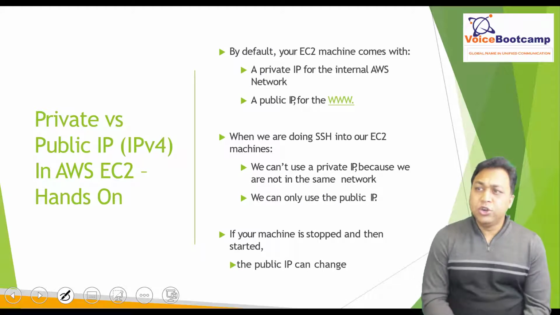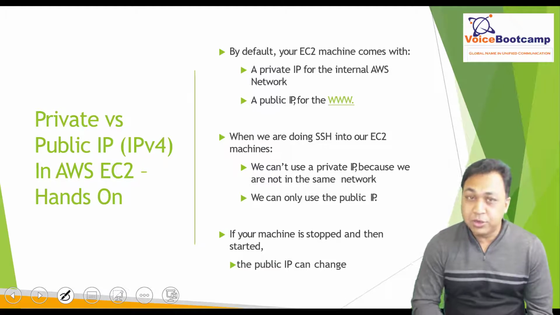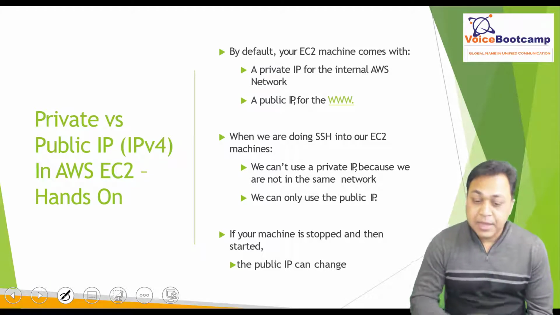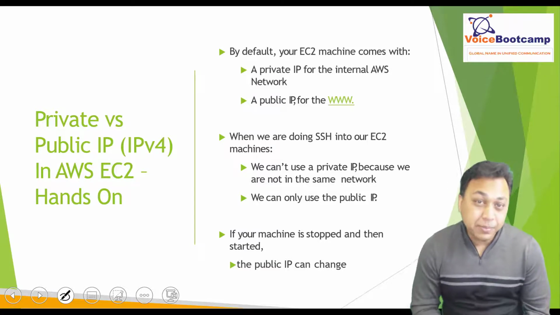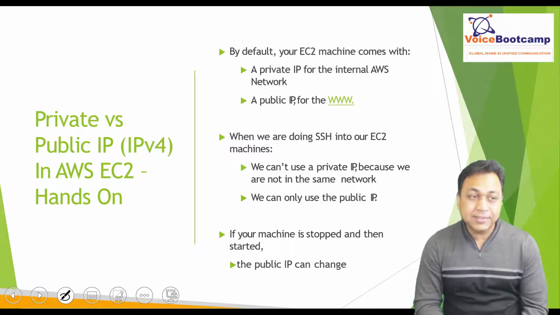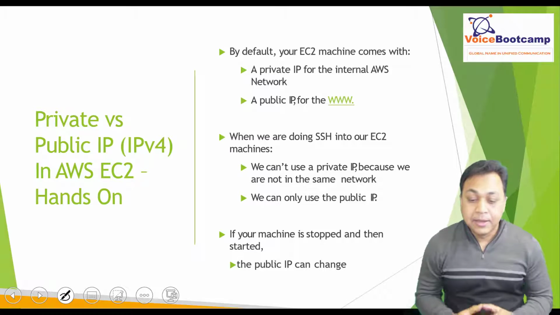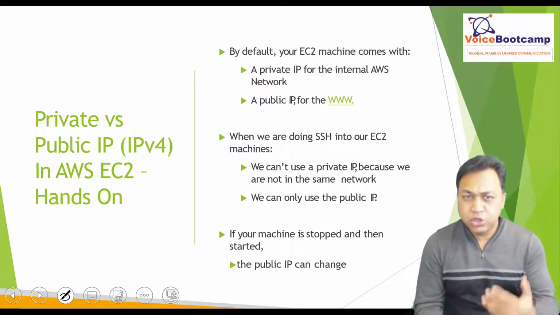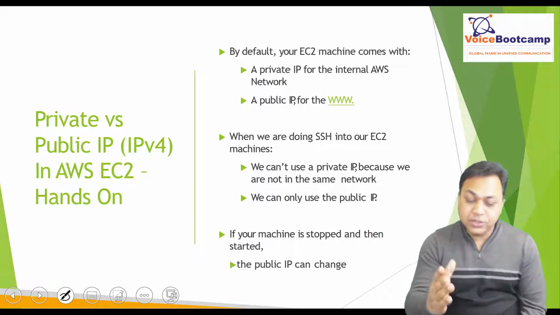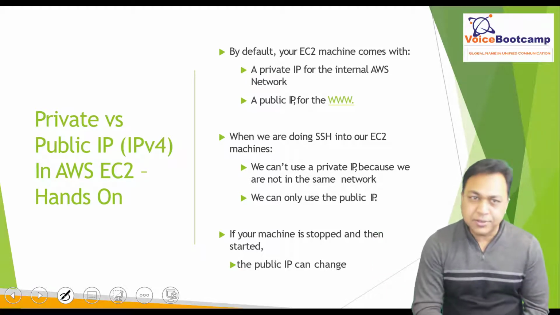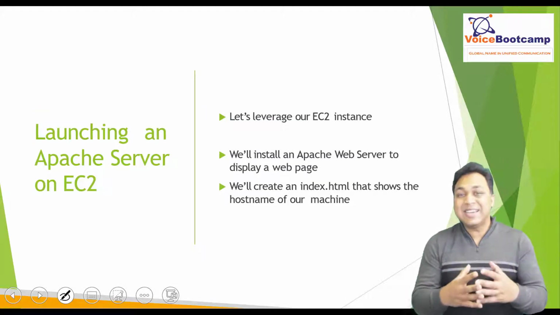By default, your EC2 machine comes with a private IP address and a public one for the internet, if it is enabled in your VPC. When you're doing SSH to your EC2 server, you're actually communicating with the public IP address, not the private, unless you're SSHing within the network. Whenever you're trying to connect via SSH to your server, you're actually using the public interface. If the machine stops and restarts, that IP address can change. It may not necessarily change, but it might. So this is where we assign an elastic IP address.